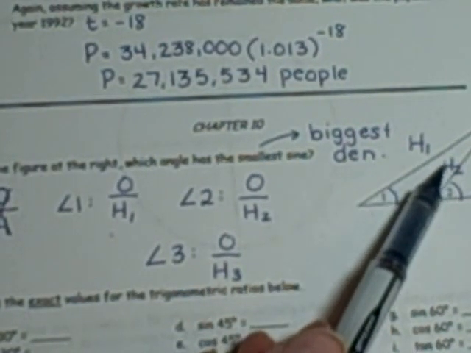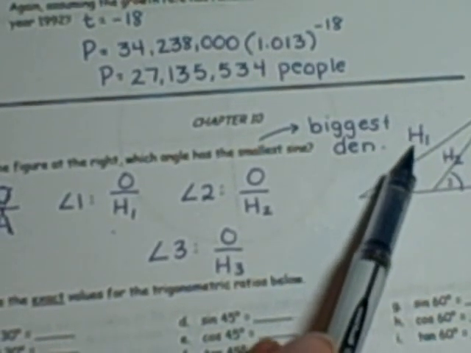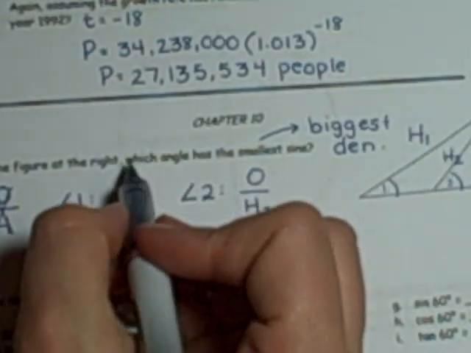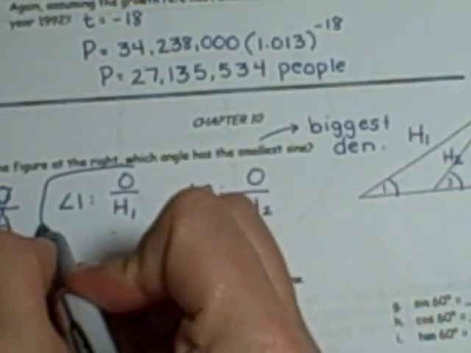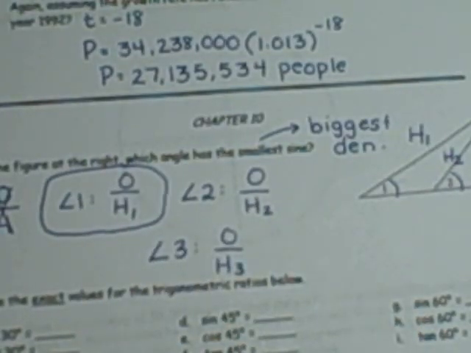Well, let's look at H1, H2, and H3. Which one of those is the biggest? Hopefully you can see that it would be H1, the longest of those 3. So the smallest fraction is going to be this one right here for angle 1, opposite over hypotenuse 1. By the way, I wouldn't have been able to ask you that question if the opposite sides weren't all the same, because then you would have too many things changing at one time and you wouldn't have been able to compare. But since the denominators were the only thing changing, you should have been okay.